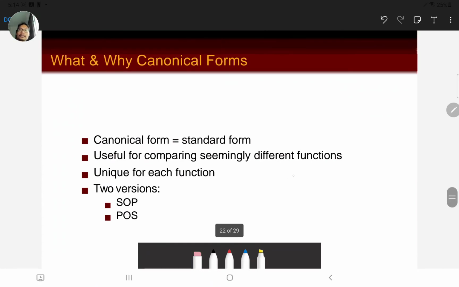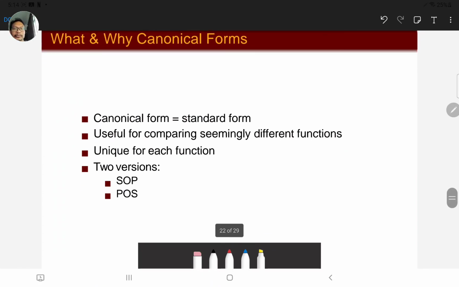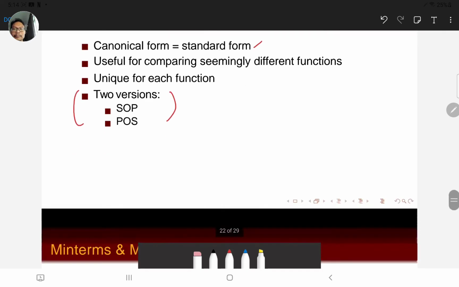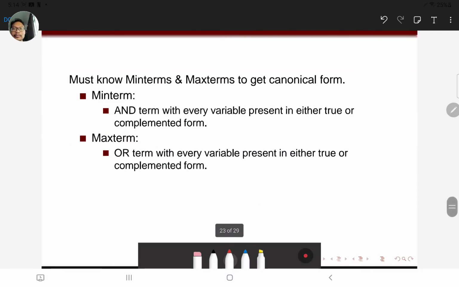Let's look at the canonical form. Canonical form is also known as the standard form in writing logic circuits, and is useful for comparing seemingly different functions and is unique for each function. We have two types of canonical form that we need to know: the sum of products and the product of sums, SOP and POS. From there, we also need to know what a minterm and a maxterm are, which are related to SOP and POS.